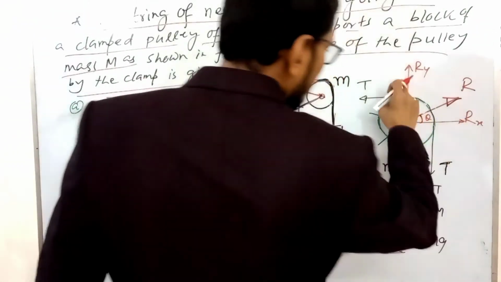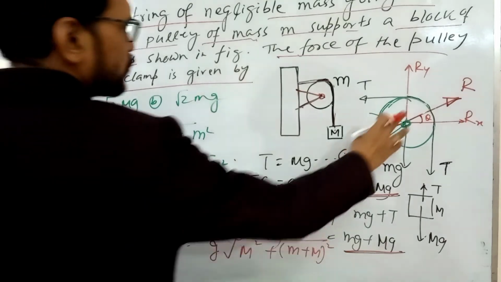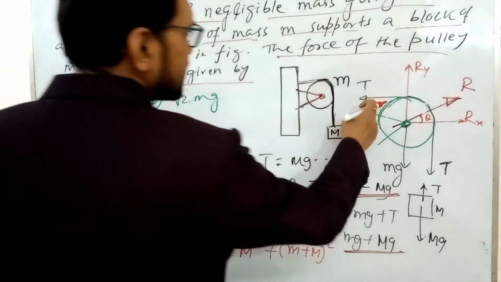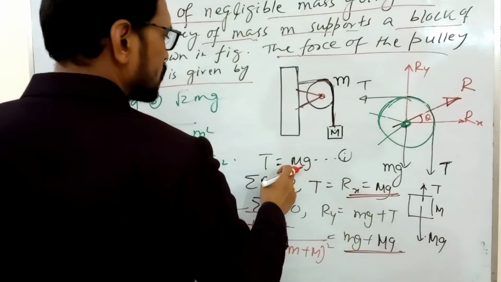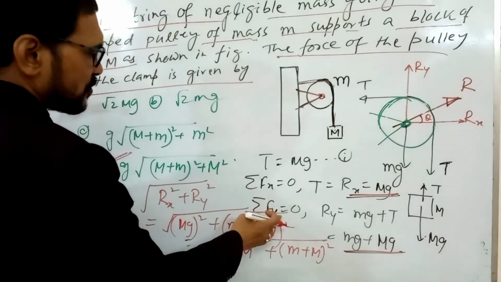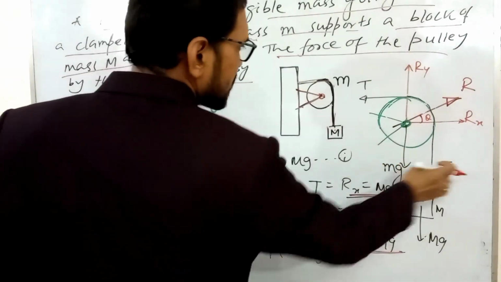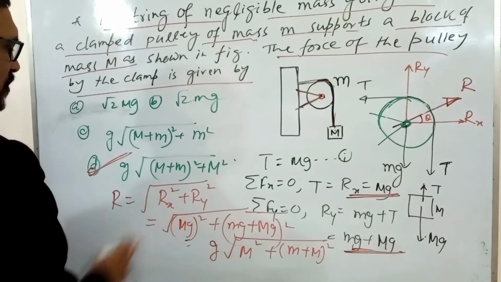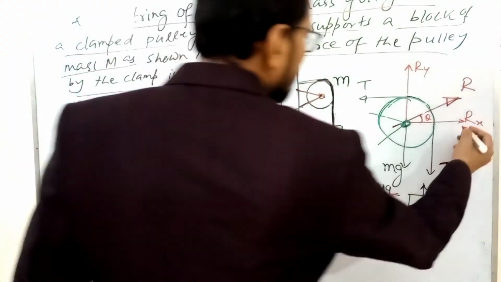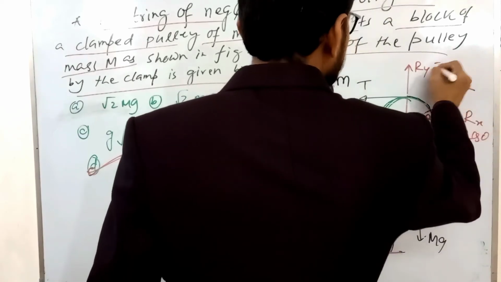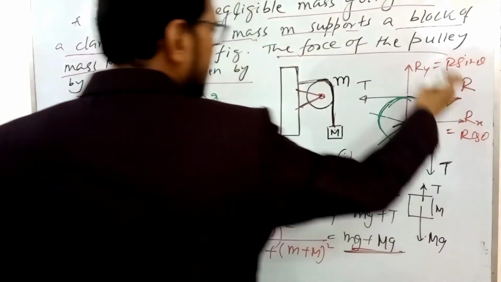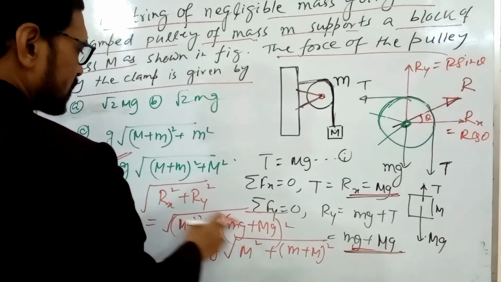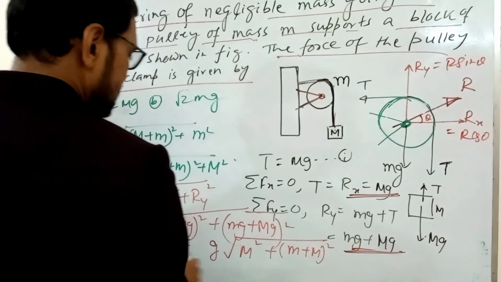As the pulley is in equilibrium, summation of Fx equal to 0, that is, T equal to Rx. Now T equal to mg, so Rx equal to mg. Summation of Fy equal to 0, that means Ry equal to the weight of the pulley plus T, so with T equal to mg we put this. Now R equal to root over Rx square plus Ry square. You can also write Rx equal to R cos theta and Ry equal to R sin theta, so Rx square plus Ry square equal to R square. So putting Rx and Ry, we get this result.